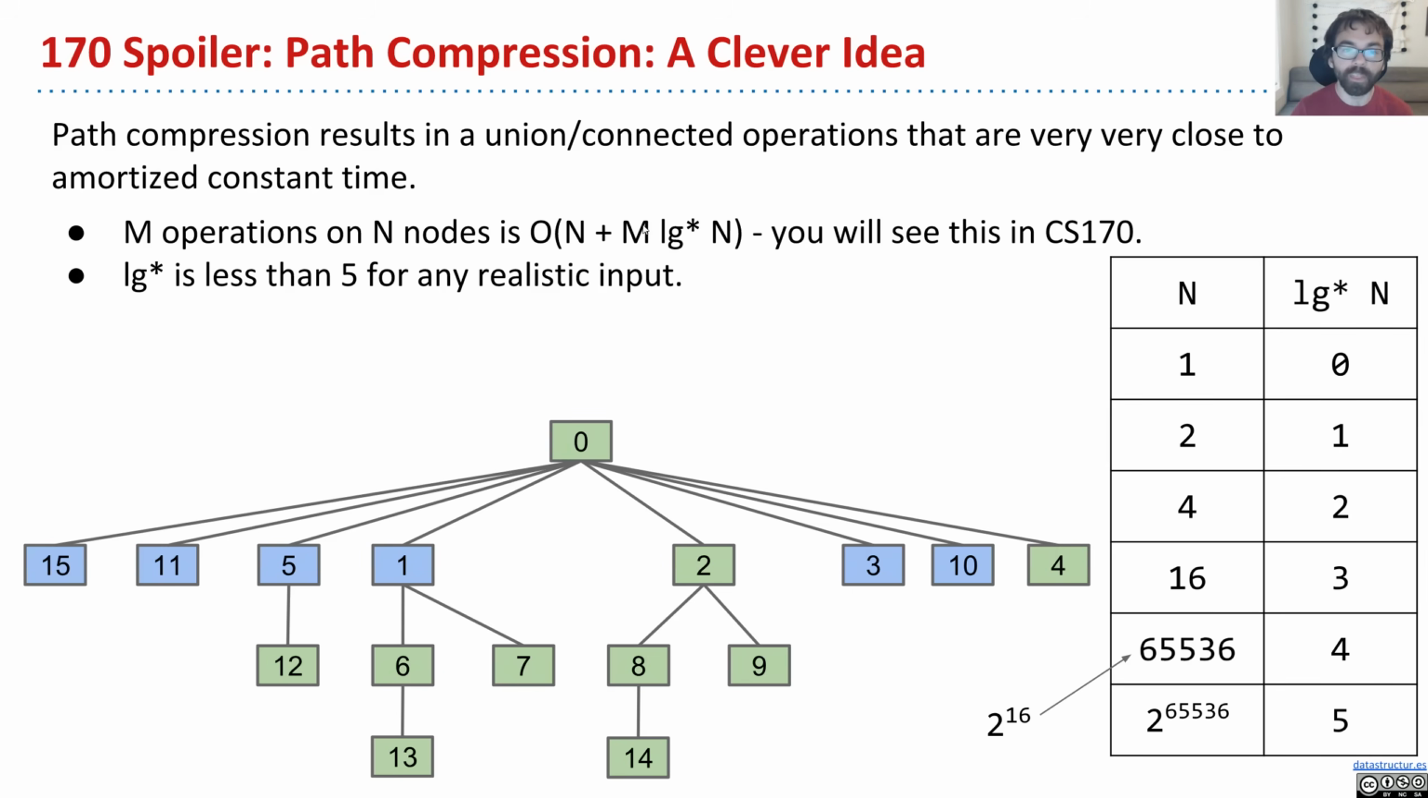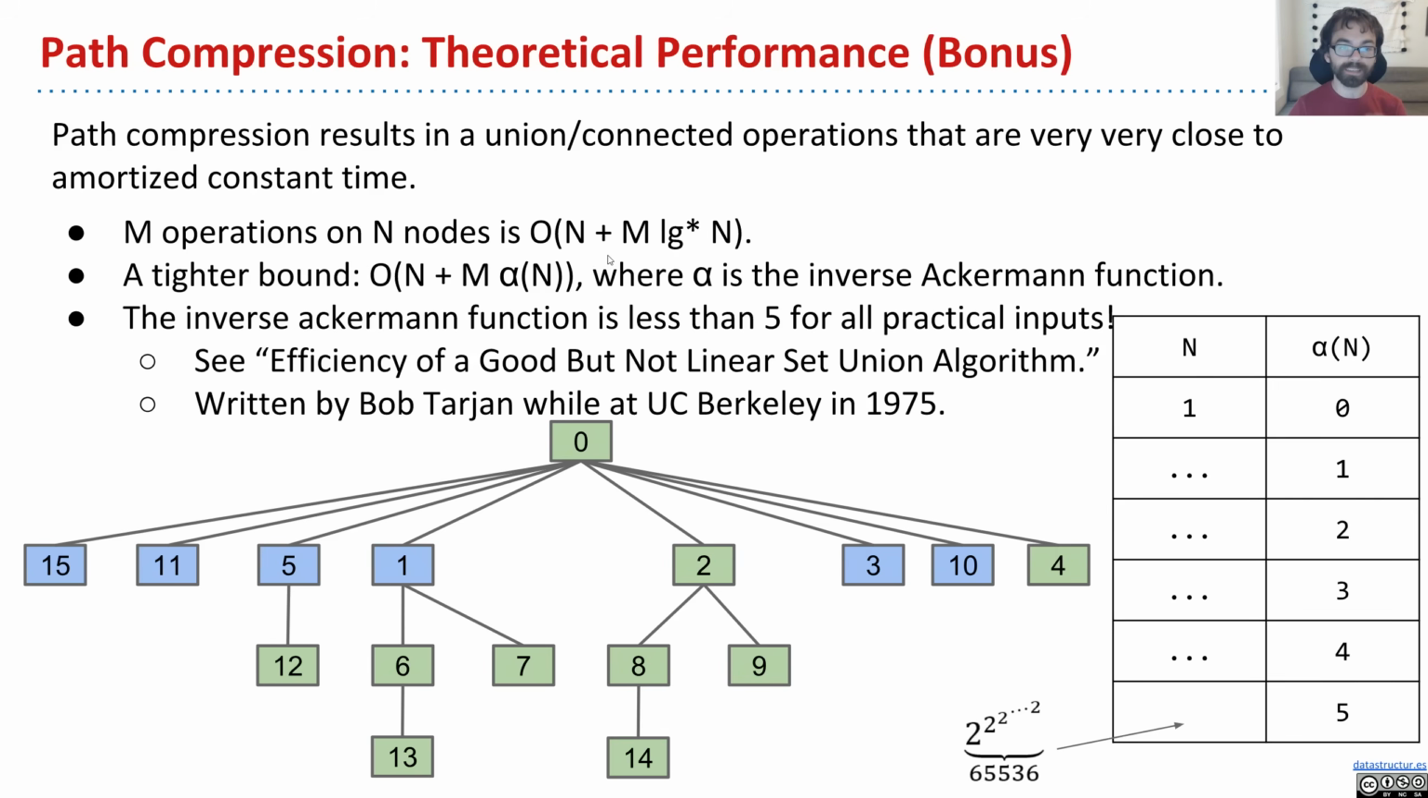Now, it turns out that this is actually a somewhat pessimistic analysis. You'll see it if you take CS170, but you can actually prove an even tighter bound. So there's a somewhat straightforward analysis that says it's never going to be worse than n plus m log star n. But with a little more cleverness, you can actually show that the bound is tighter. It is not log star n, but is bounded above by the inverse Ackermann function of n.